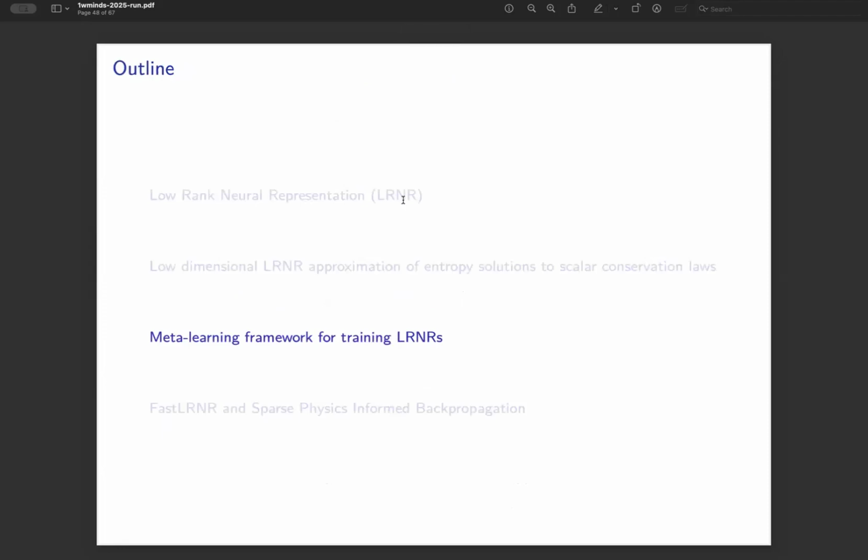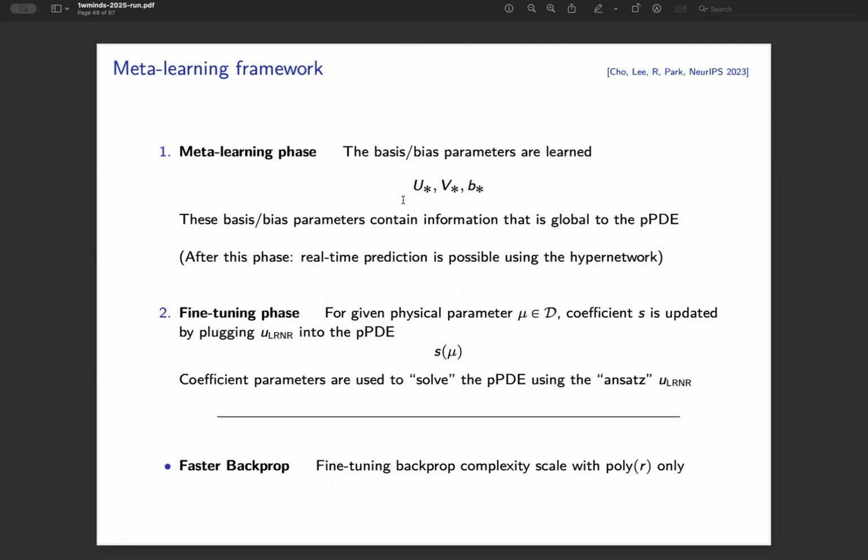So that's the theoretical portion. Let me, during the remaining time, try to convince you that this is also trainable in what's called a meta-learning framework. Before I mentioned that the basis and bias parameters are learned first and fixed. So U star, V star, B star, which contain global information about your solution, are learned and fixed.